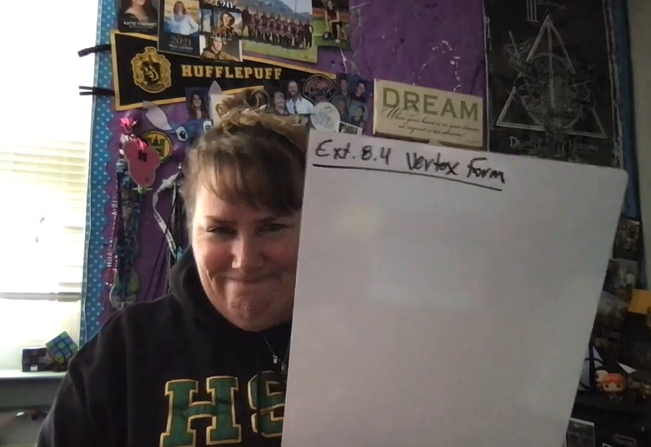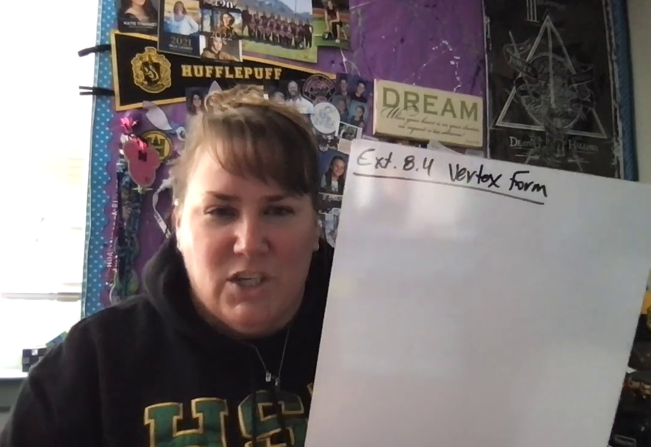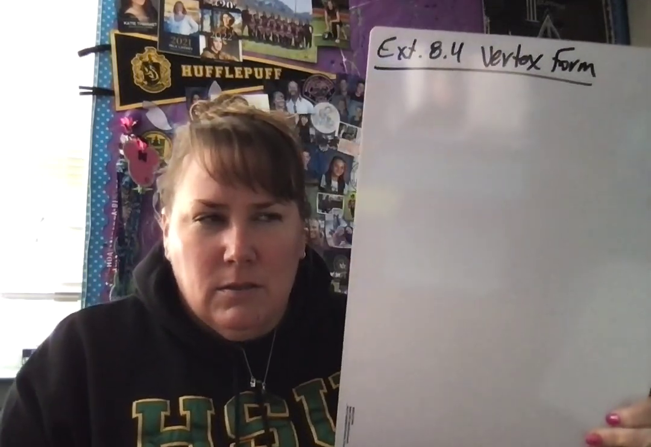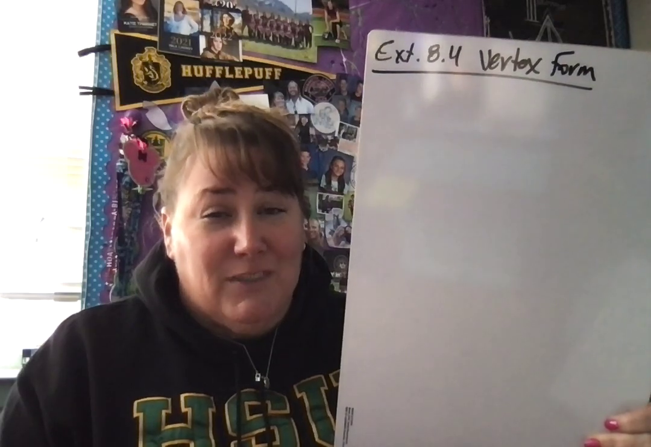So extension 8.4 is something called vertex form, and you're going to learn this whole new way of graphing a quadratic using the vertex. So here we go. Extension 8.4, vertex form. This looks a lot like an absolute value function. So when something is in vertex form, you have the vertex. So you're going to have that highest or lowest point on your parabola.